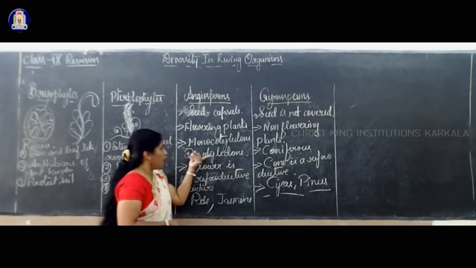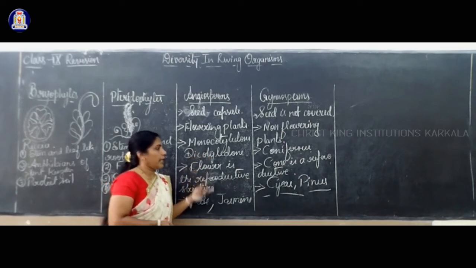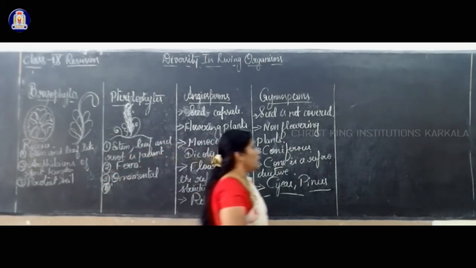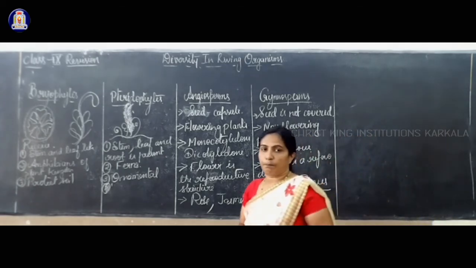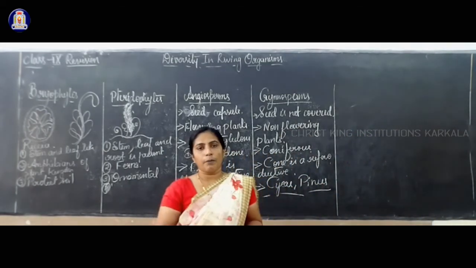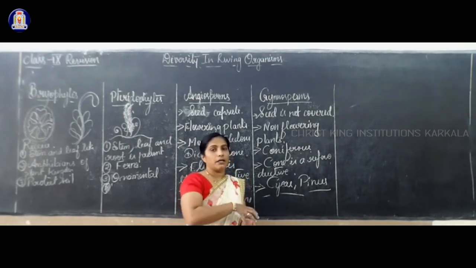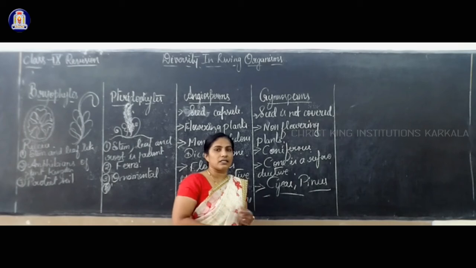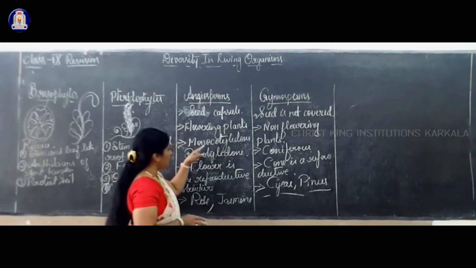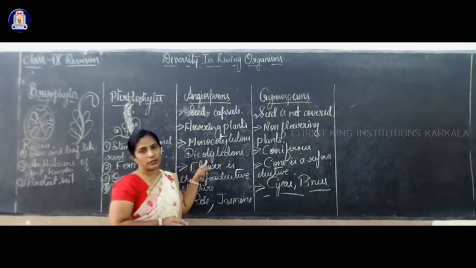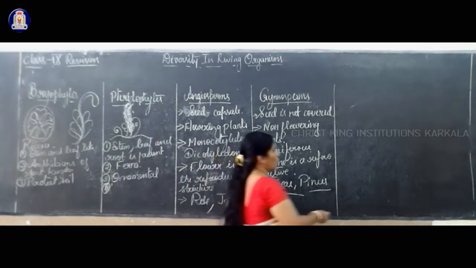Angiosperm, as I said, monocotyledon and dicotyledon. There will be one question: a student cannot pluck a plant from the earth surface easily. Give the reason, or justify, or analyze whether the plant belongs to monocot or dicot. What do you mean by monocot and dicot? Monocot means, mono means single.